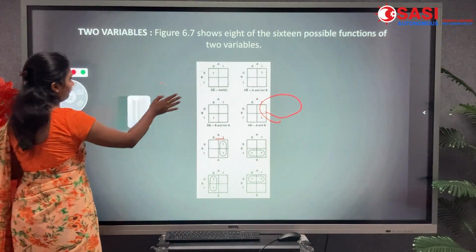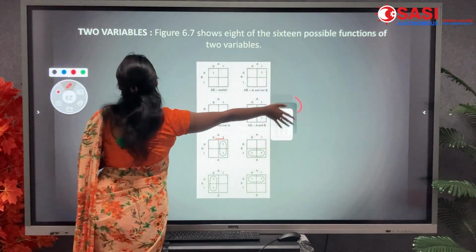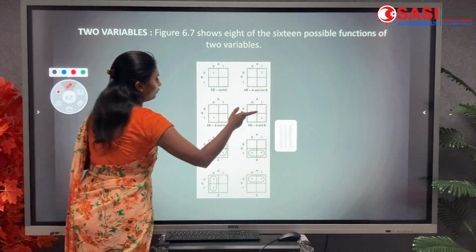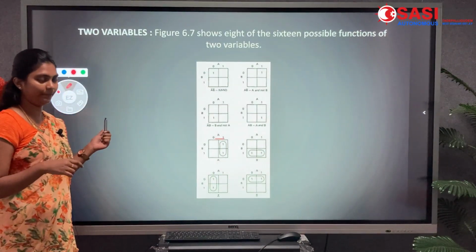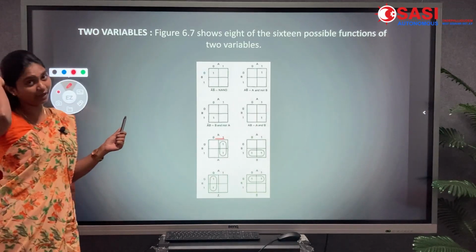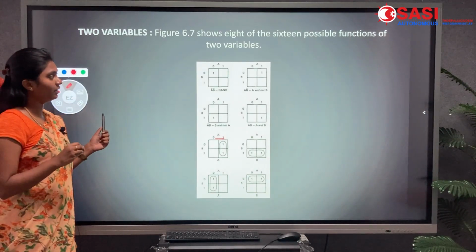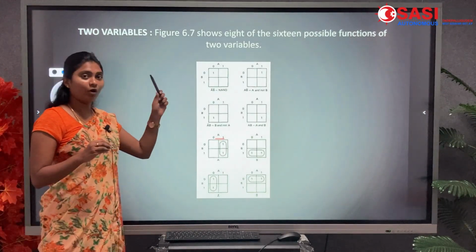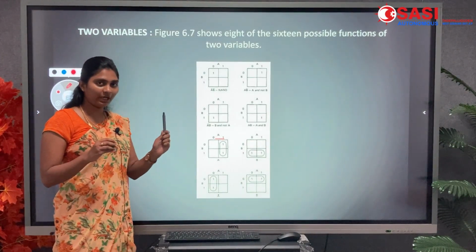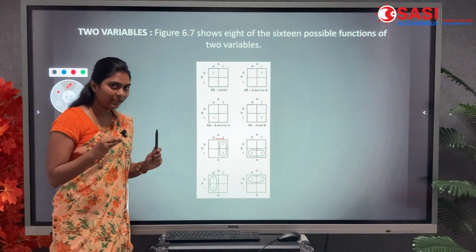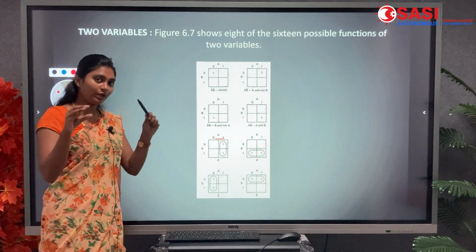Next, we will define two variables. Before, we explained one variable, now two variables. How we define two variables: first, in a single variable we have already assigned 0, 0, 0, 1, 1, 0, 1, 1, right.